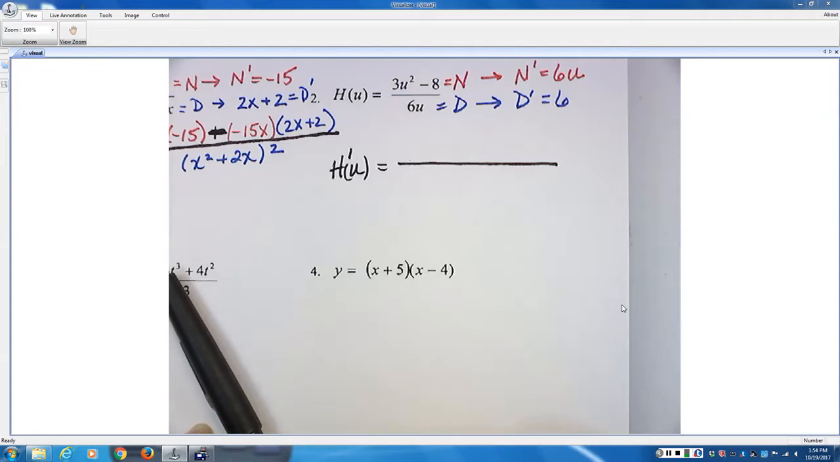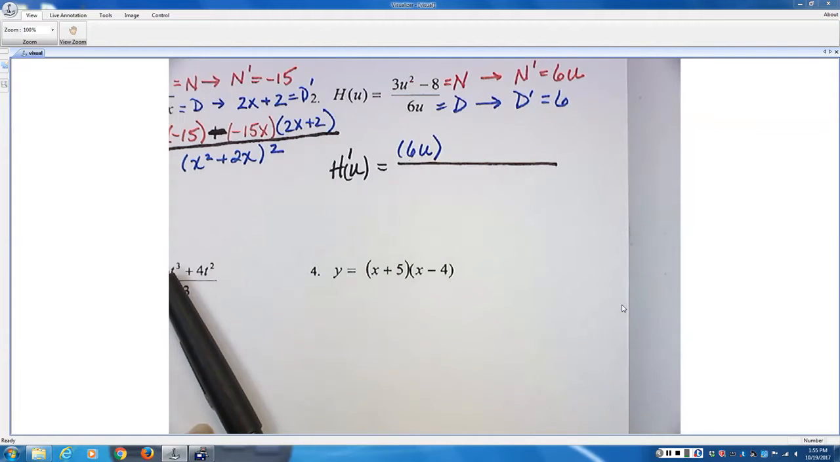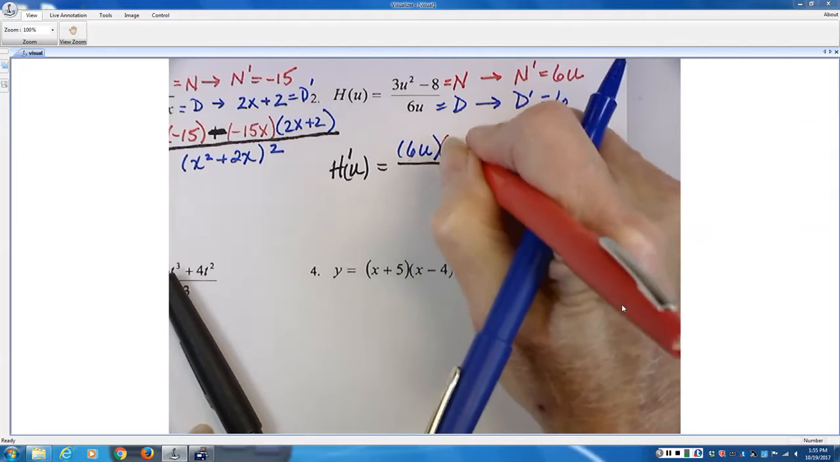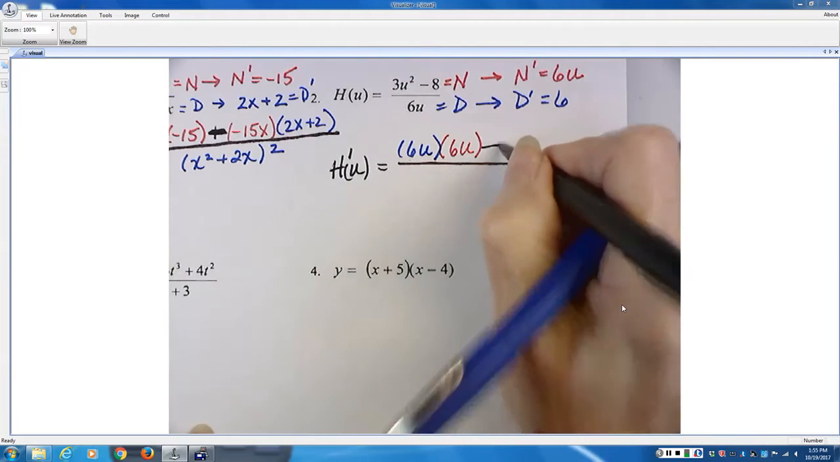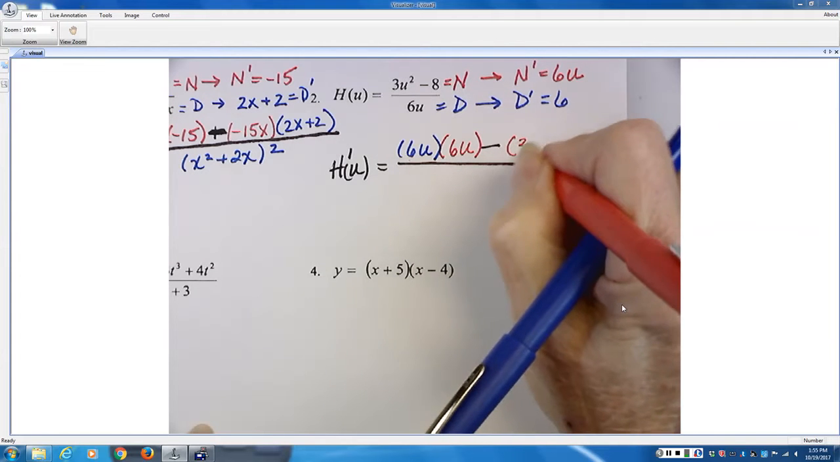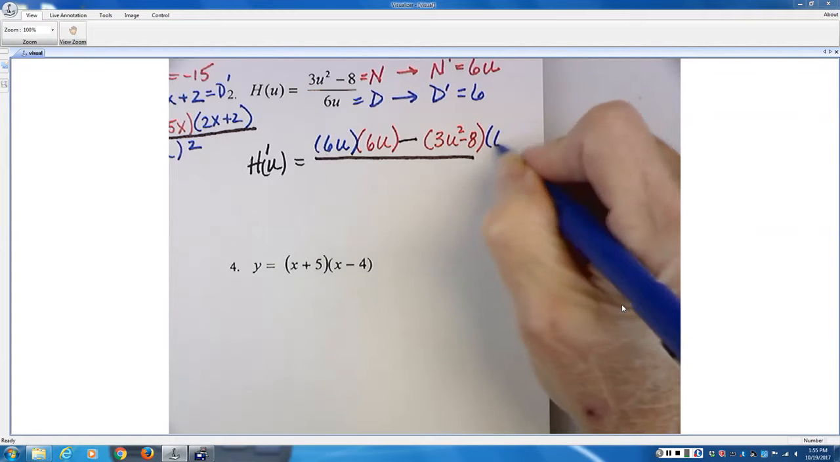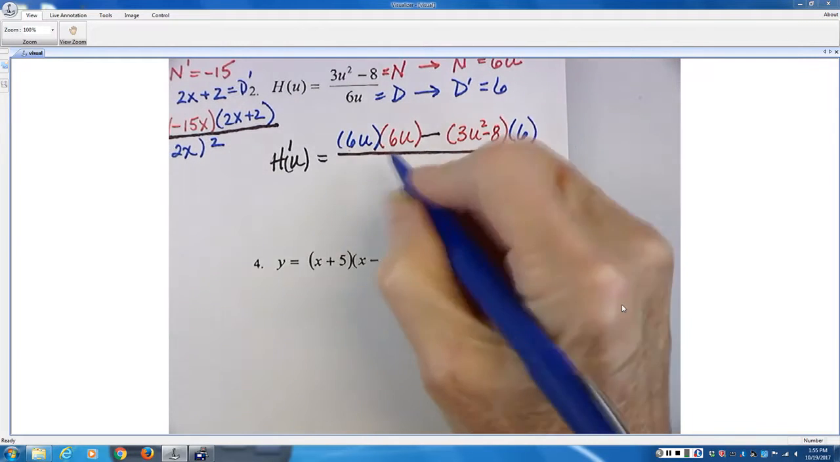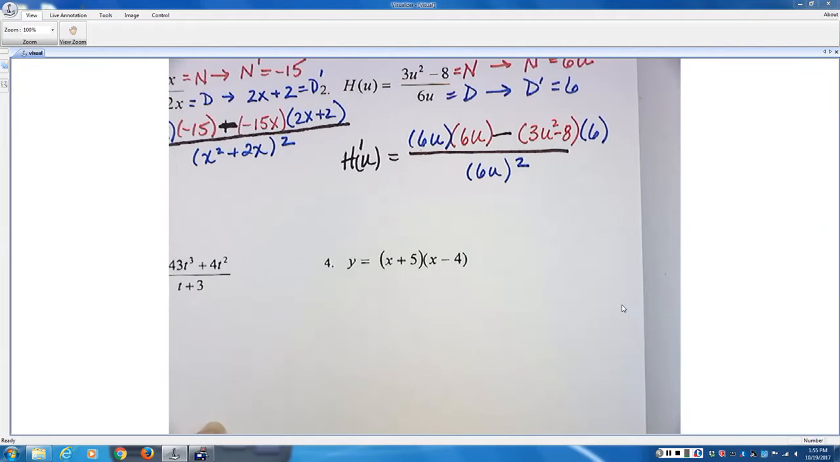So then I always lead off with my denominator, which is 6u, times the derivative of the numerator, which is also 6u, minus my numerator, which is 3u squared minus 8, times the derivative of the denominator, which is 6, and that's over the denominator 6u, which is squared. And that's all you have to do. You're done.